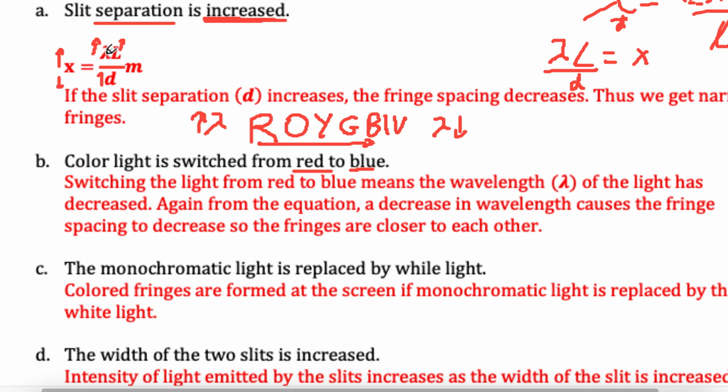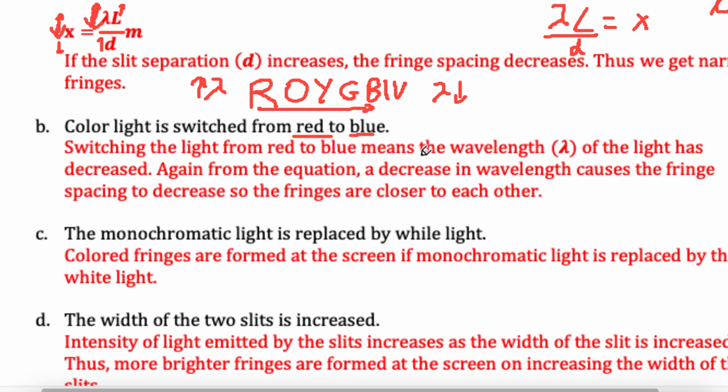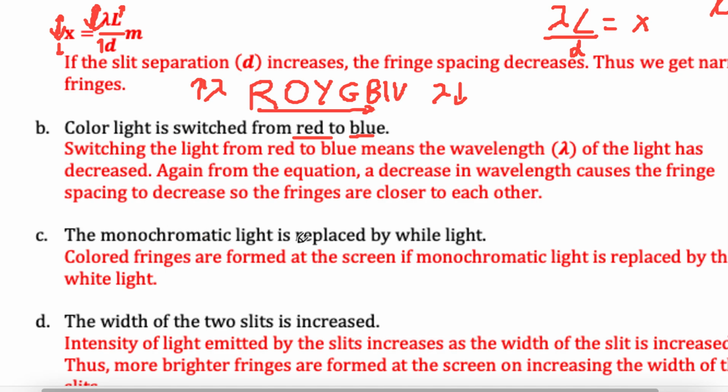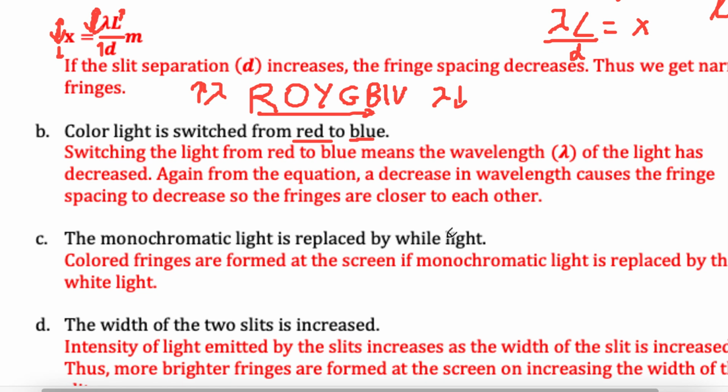Back to my little relationship, which I've written here as well. If I decrease the wavelength, it is directly proportional to my x, so x will also decrease. And it makes sense because the waves are shorter, so the fringes will be narrower. They'll be closer together. Makes sense. Monochromatic light is replaced with white light.